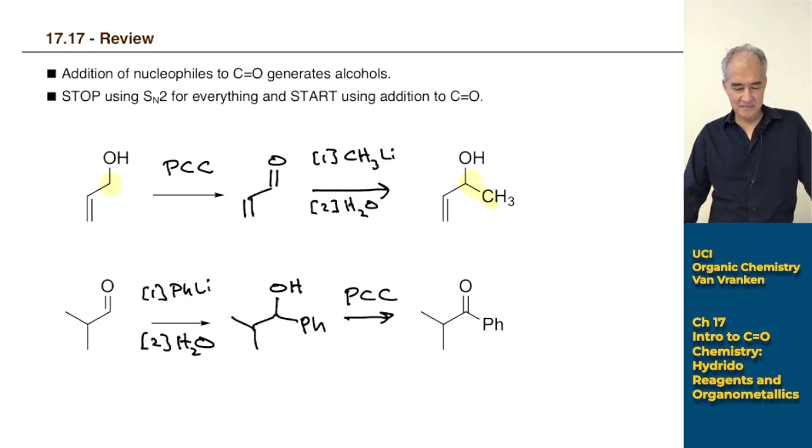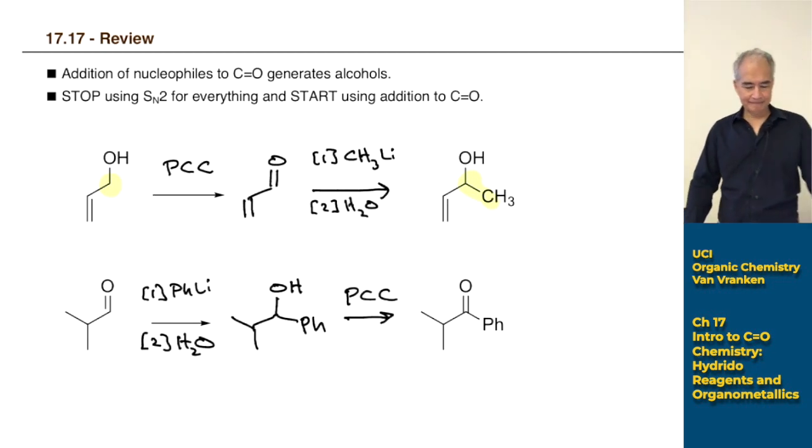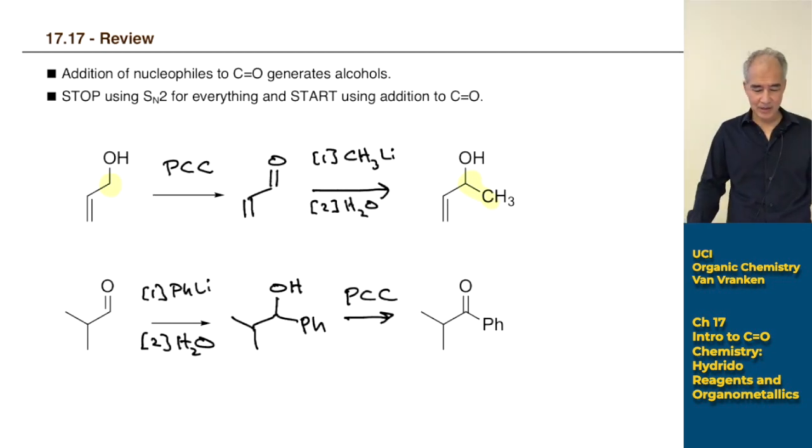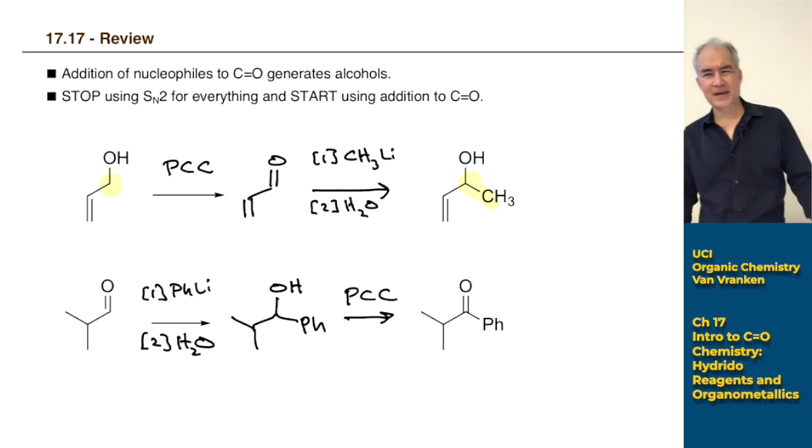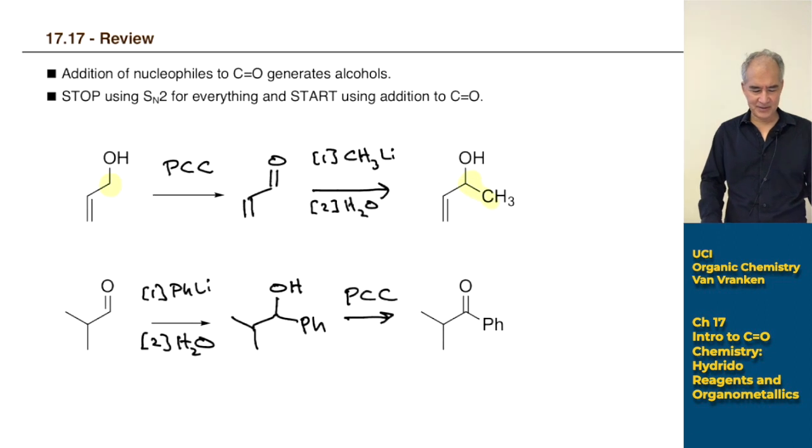But for now, PCC is money because, right, everything's about adding to carbonyls, so you need to know how to make carbonyls from alcohols. PCC. There you go. Okay, so chapter 17. Know how to make bonds to carbonyls by adding organometallic reagents, and hydrido reagents if you want to make HC bonds or reduce carbonyls.